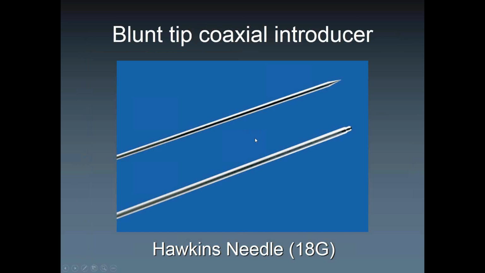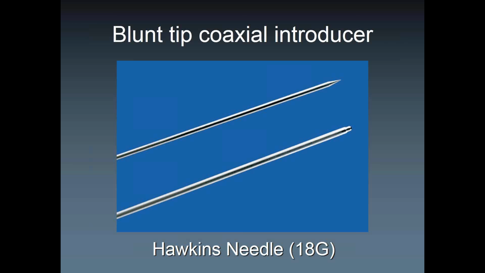Okay, there's a few more cool devices out there that can help you to get by. That's the famous Hawkins needle, which IR has. We borrow it sometimes if we need it. At least they used to have it. And that means that the introducer of the needle is not sharp, like normally it is, but it's blunt. And that means that you can go through organs or next to organs without traumatizing them. They basically would kind of slide away.